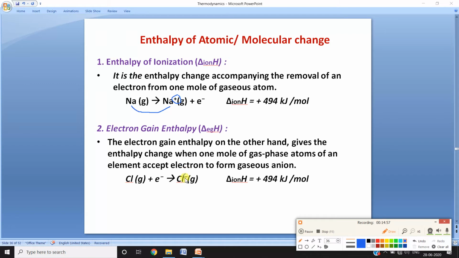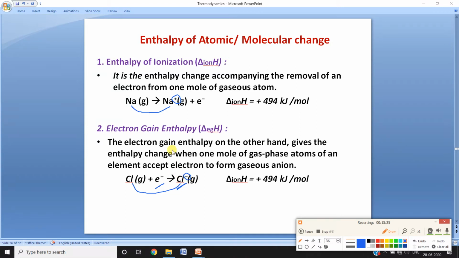Anions means the species which carries a negative charge. And how will a negative charge develop? When a gaseous atom absorbs an electron, there is a gain of electron. After getting the electron, its electronegativity will increase, and that free gaseous atom will convert into a gaseous anion, meaning it carries a negative charge.